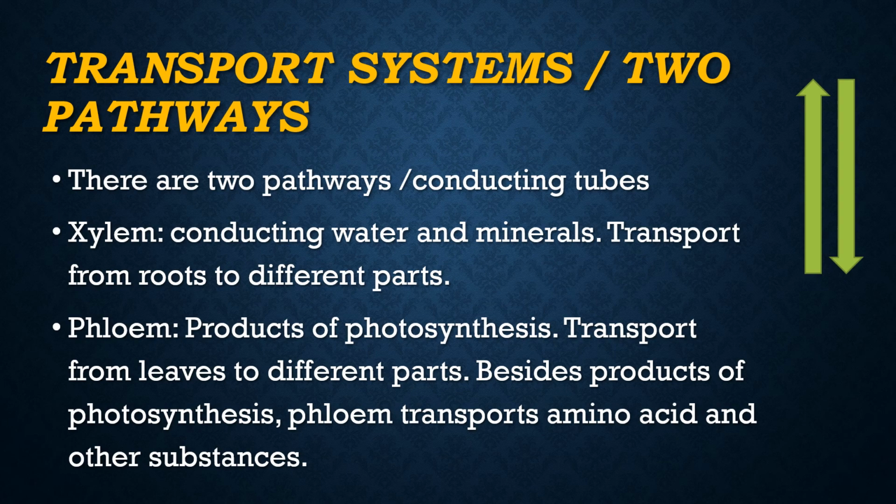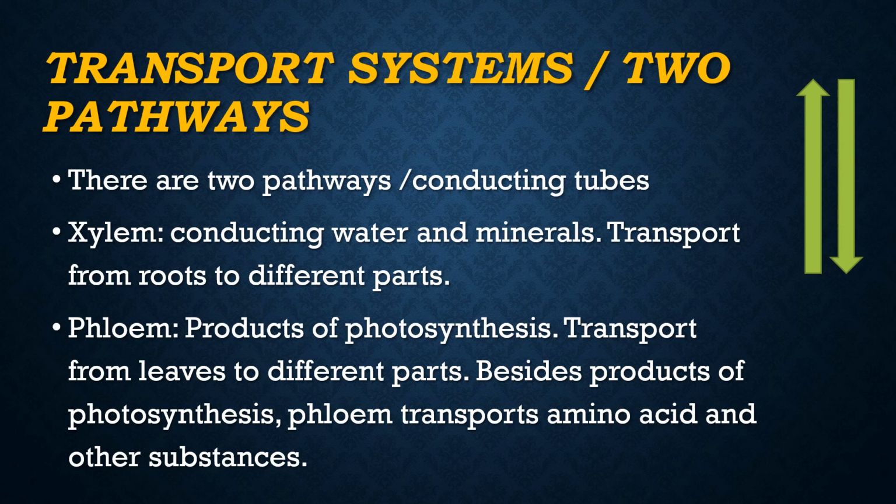The conducting tubes are xylem and phloem. You have already gone through these two types of vascular tissues in class 9th as well. Xylem and phloem, these are vascular tissues. Xylem is for conducting water and minerals, and phloem is for the transport of products of photosynthesis. Means xylem will carry water and minerals from roots to different parts.